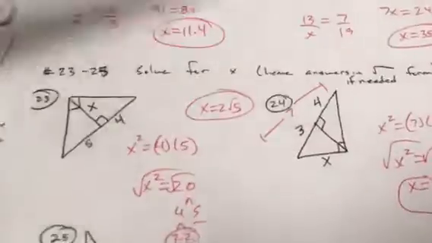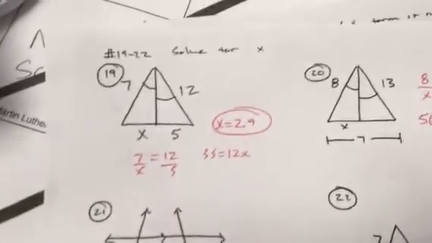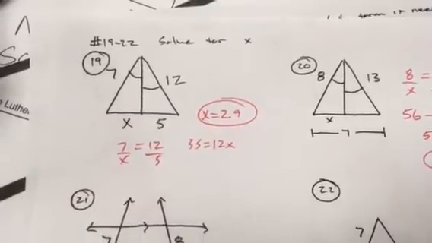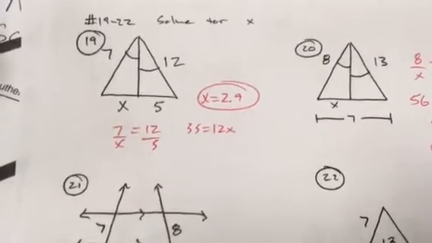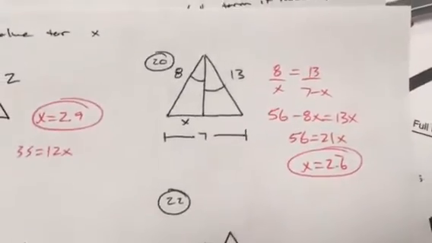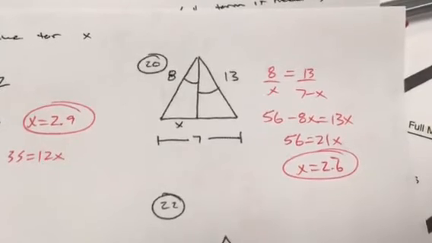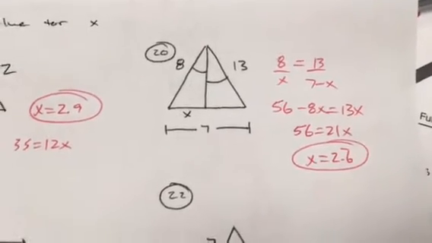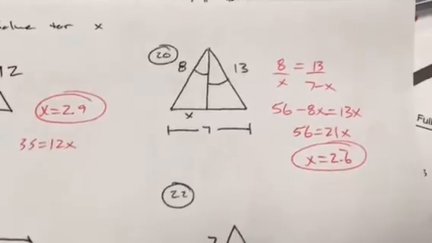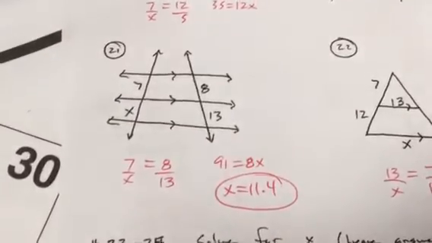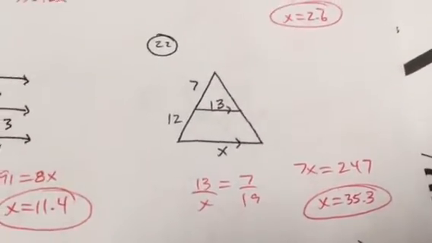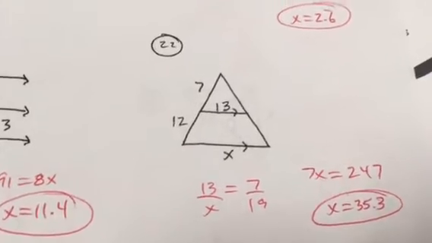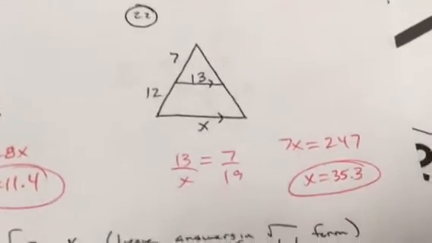All right, it's all about saying those proportions there correctly. Here I can go 7 over x equals 12 over 5. You could say 7 over 12 equals x over 5. You can say 5 over x is 12 over 7. You get the point. Here 8 over x equals 13 over x minus 7 works. You could say 8 over 13 equals x over 7 minus x. 7 over x equals 8 over 13. 7 over 8 equals x over 13. You get the points.